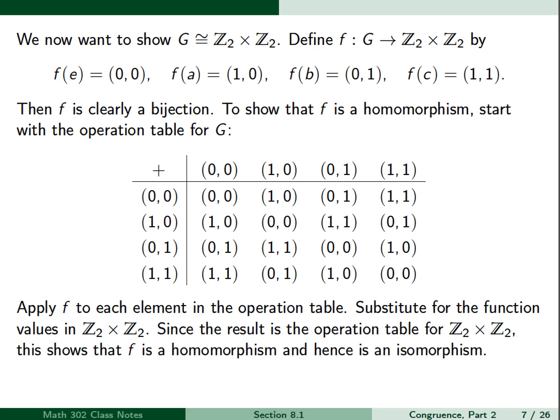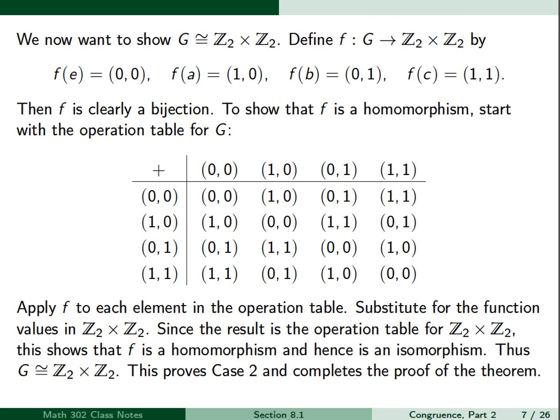Now, examining this table, you'll see that the result is the operation table for Z2 cross Z2. So this shows that f is a homomorphism. It preserves the operations, and hence is an isomorphism. And thus, G is isomorphic to Z2 cross Z2, and this proves case 2 and completes the proof of the theorem. So every group of order 4 is either isomorphic to Z4 or to Z2 cross Z2.